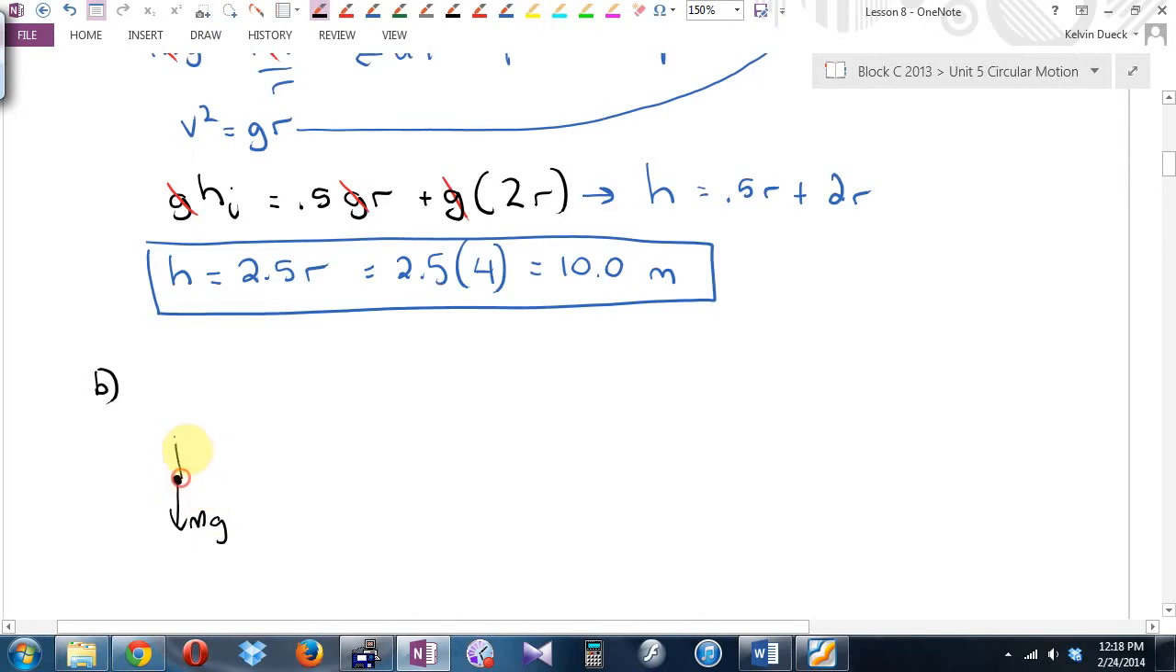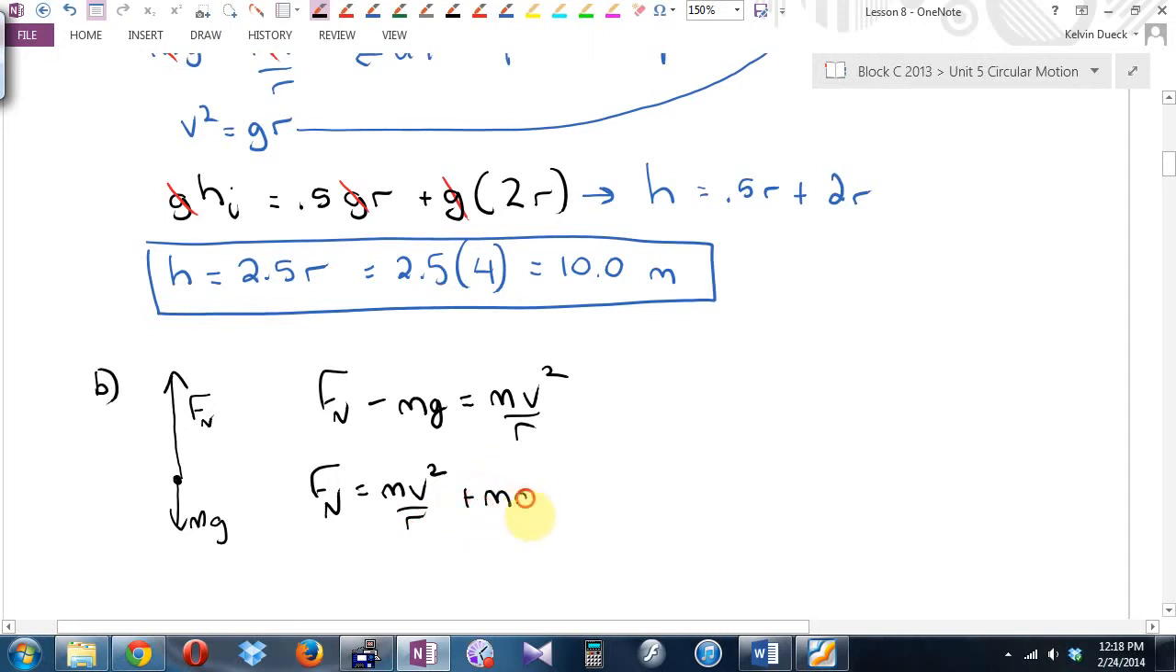Why did I draw the normal force so much bigger than gravity? What path are we tracing out? A circle. So where must my net force be pointing? Toward the center. So I know that I better draw normal bigger. In fact, it's going to be this. Normal minus mg equals mv squared over r. The normal force is going to be mv squared over r plus mg.